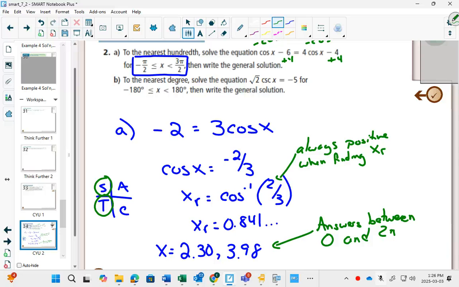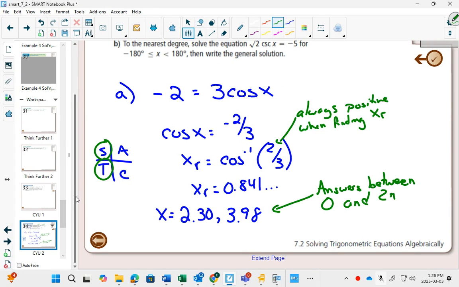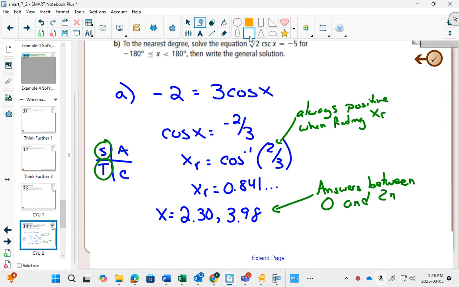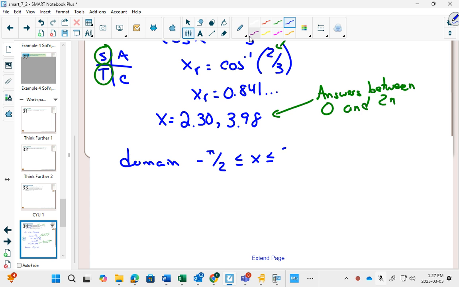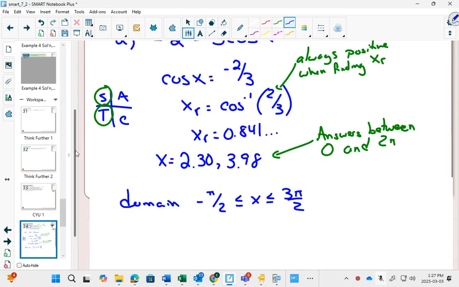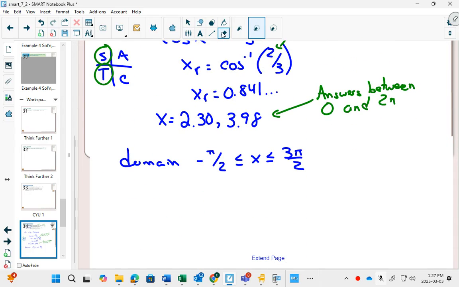So as far as my thinking would go, my domain on this question, when it's written like this, did it have the equal sign with each one? No. I'm being really particular. This one didn't have an equal sign. It's not going to affect our answer, but I want to be paying attention. Okay?